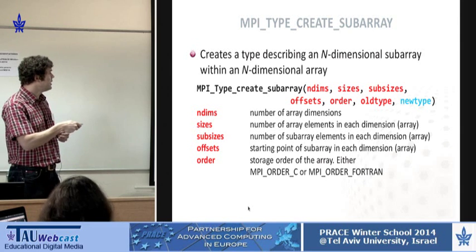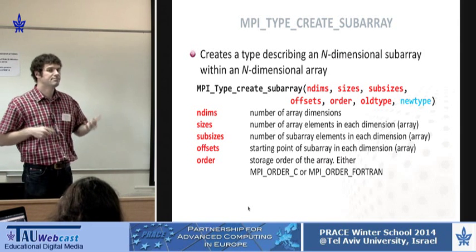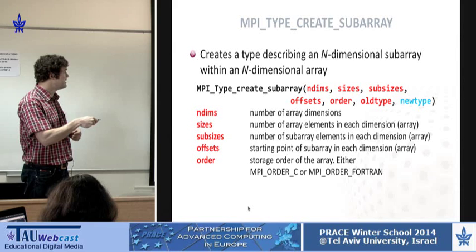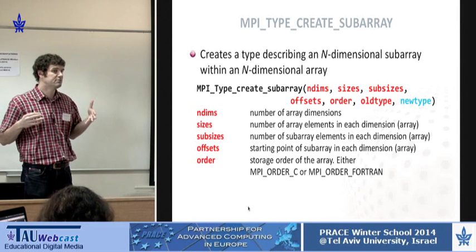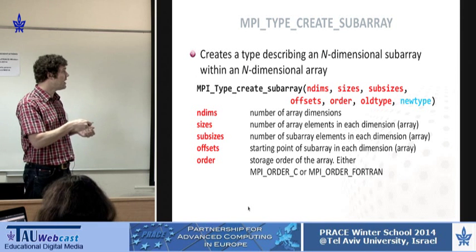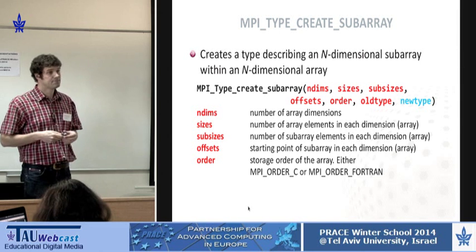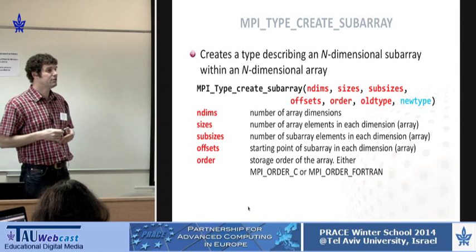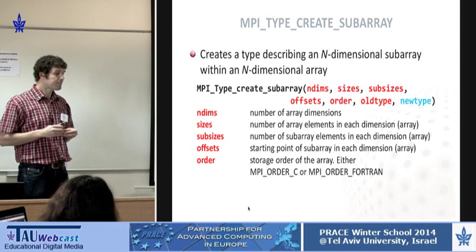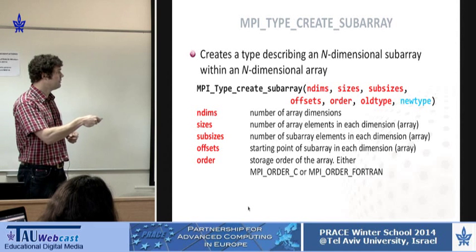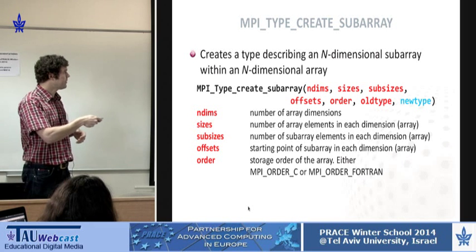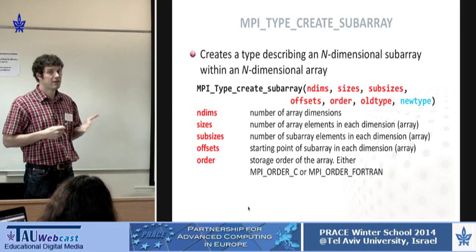So the idea is that first we specify how many dimensional array we have here. Then we specify the full dimension of the array we are referring to. Dimension is the number of dimensions. Next, let's say we have a 4 by 4 array, and we would like to communicate the first 2 by 2 block from there. So this would be 4 and 4. And we want to communicate a 2 by 2 subblock, so subsizes here would be 2 and 2.